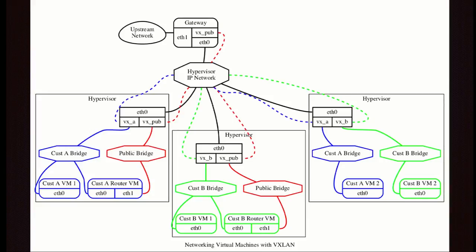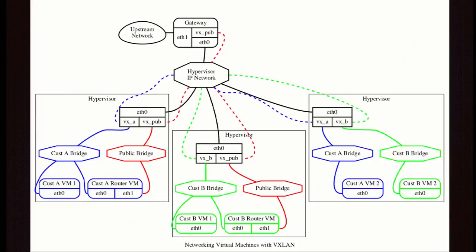But whatever the IP network is for the hypervisors, as long as it's IP and supports multicast, it'll work. So then each hypervisor can have whichever VXLAN interfaces it cares about. Hypervisor 1 has customer A and a router, so it needs the public network in red. Hypervisor 2 has customer B and its router. Hypervisor 3 doesn't have the public network, but it has machines from both customer A and customer B. So customer A, the two VMs can talk to each other as if they're on the same Ethernet, because they're on the same VXLAN.